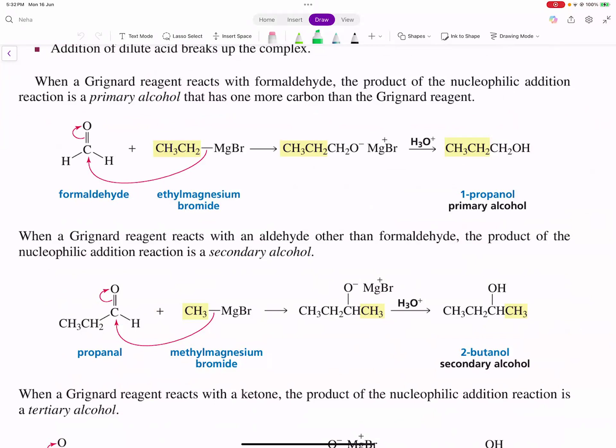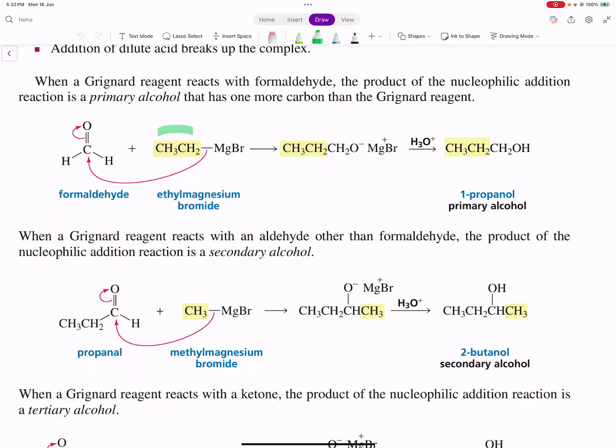Nucleophilic addition, nucleophilic addition, nucleophilic addition. So where is this CH3 CH2 group coming from? In the first one, yeah.